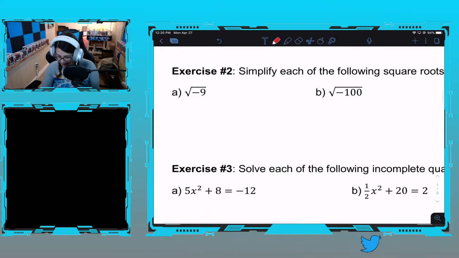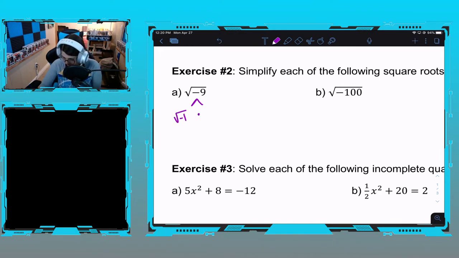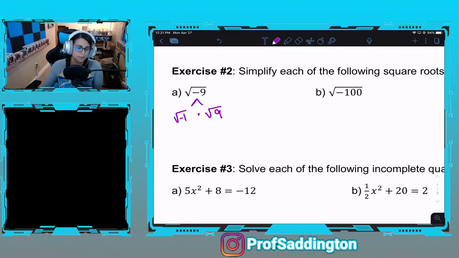Simplify each of these. If I was going to break it down, this really would look like the radical -1 times radical 9. I'm allowed to break it up, right? Nothing illegal about that. We know now that the square root of -1 is I.